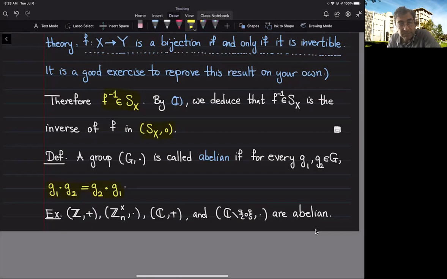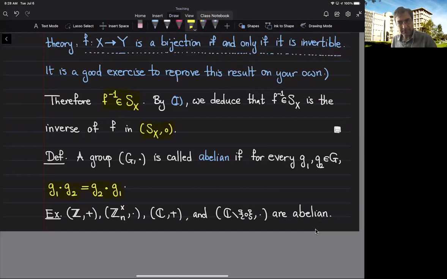For instance, all the groups that we discussed in the previous video, when they came from numbers, were abelian, like the additive group of integers, or the group of units of integers mod n, or complex numbers under addition, or non-zero complex numbers under multiplication. All of these examples are abelian. But next we will discuss that a symmetric group is not abelian as soon as X has at least 3 elements.